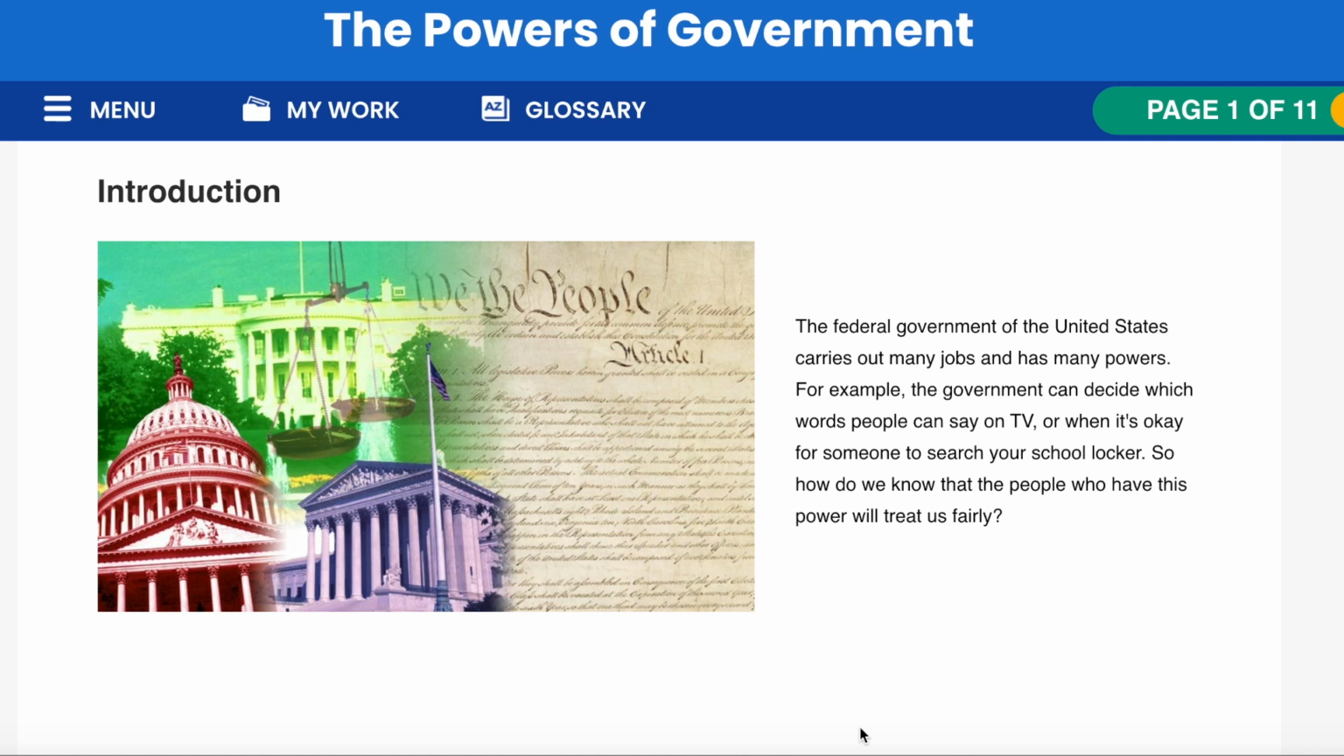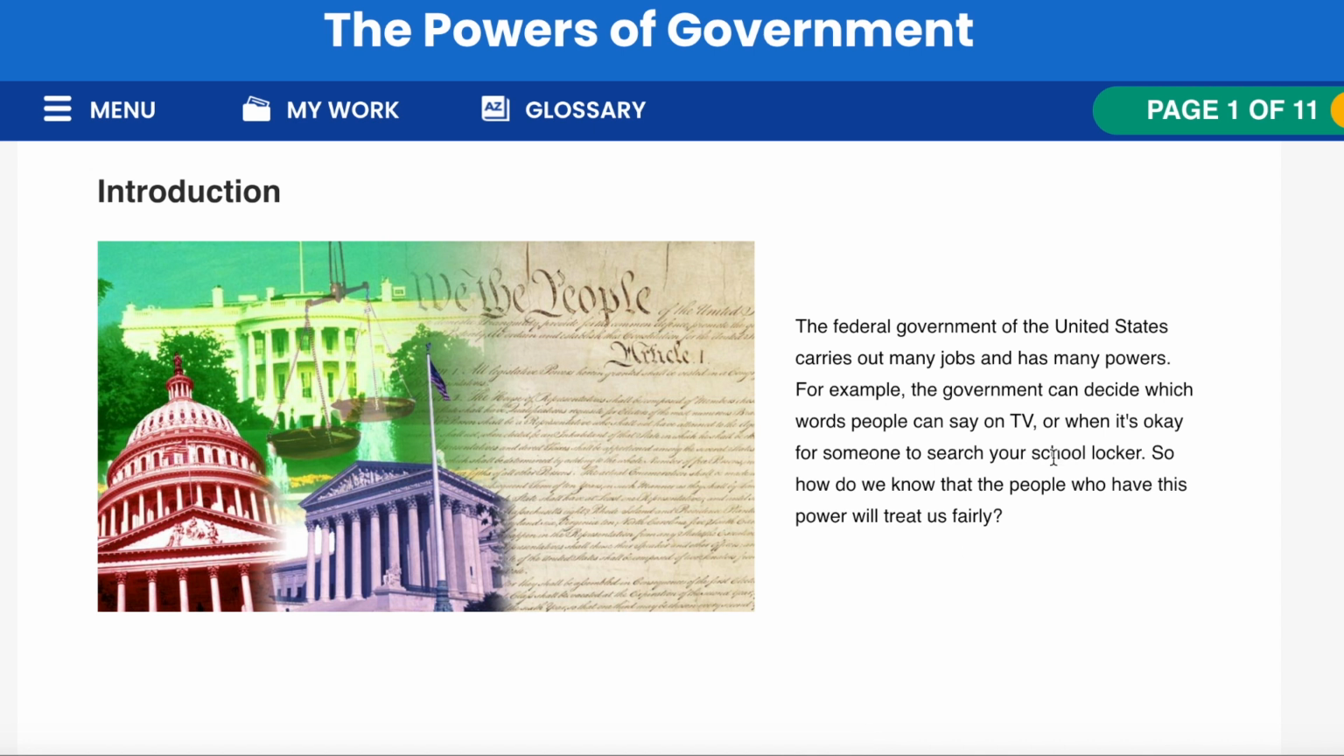The powers of government and the different branches that have those powers, and how they check and balance each other. This may be a reminder from last year, a review from last year, but we need to cover this to ensure that we all understand exactly how our founding fathers created these powers and created these checks and balances to ensure that our democracy can continue from generation to generation.